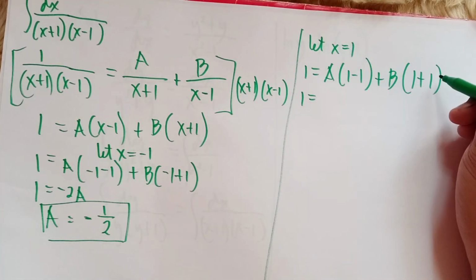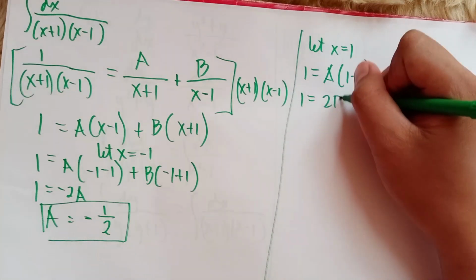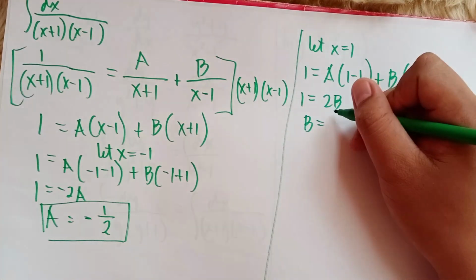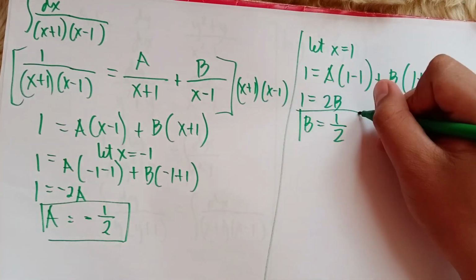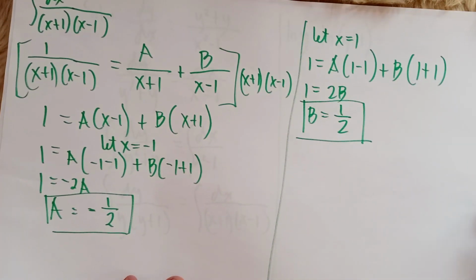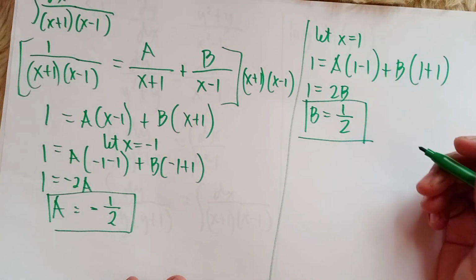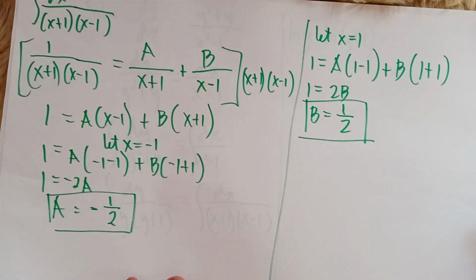So, b: 1 plus 1 is 2, 2 times b is 2b. So, therefore, the value of b is equal to 1 half. Divide both sides by 2, that is 1 half. Okay? So, we now have a is equal to negative 1 half, b is equal to 1 half.